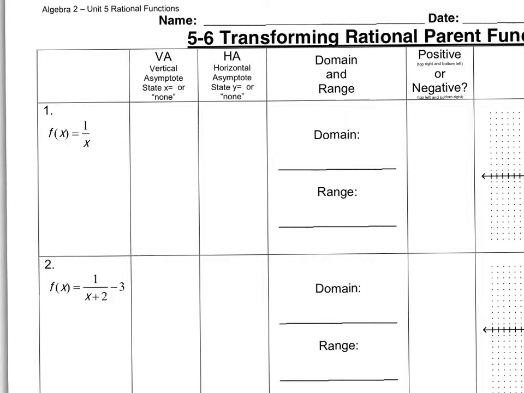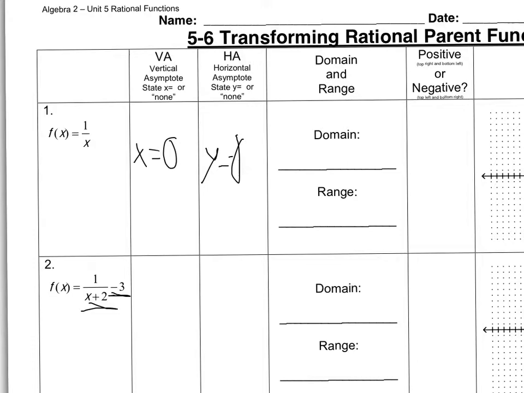We'll start with vertical. Your vertical is found with the x, as seen on question number 2, the x plus 2. But question 1 does not have a vertical asymptote, so simply x is 0. Your horizontal asymptote is the number outside of your 1 over x, like in number 2, the negative 3. But the first question does not have one, so it is y equals 0.